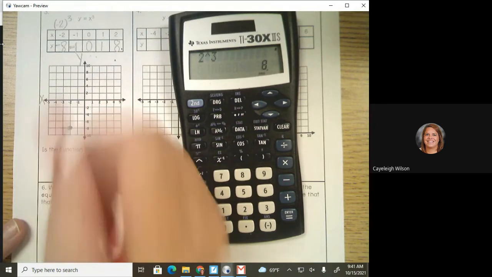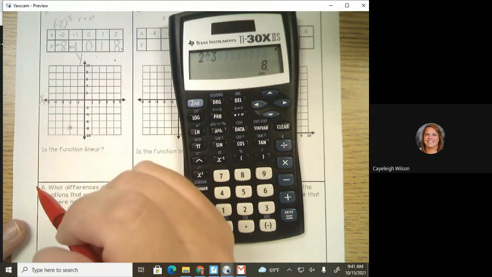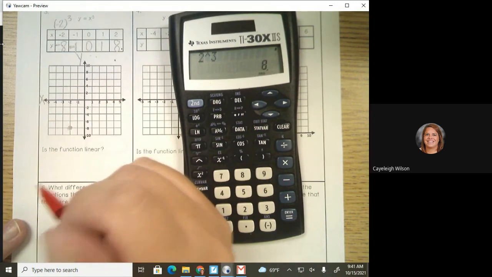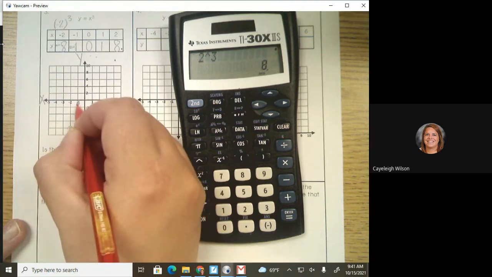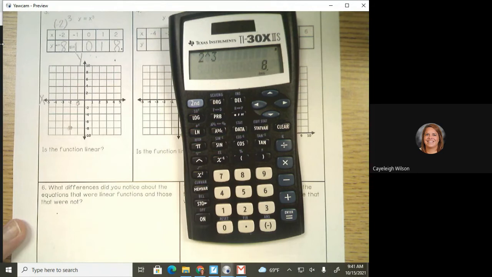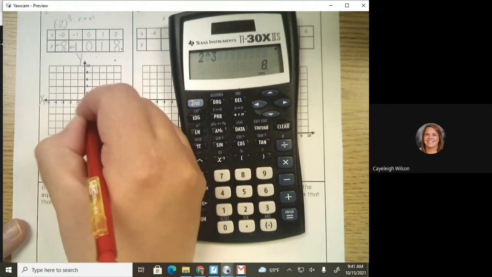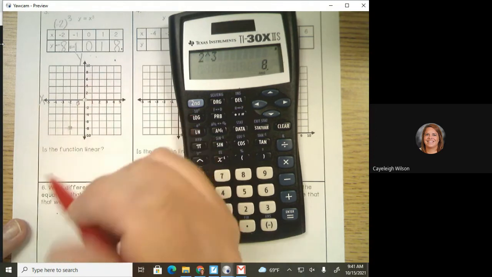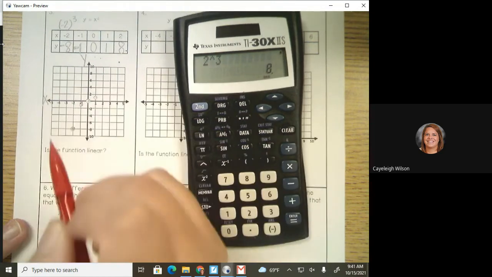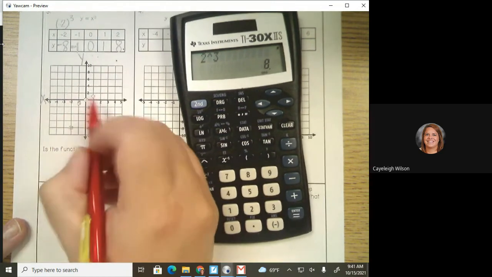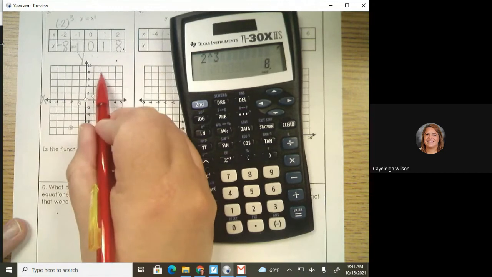-1, -1. Where am I going to go to -1 on my y-axis? In between 0 and -2. So halfway between. So like right there. And then 0, 0. 1, 1. But I only go halfway up because it's counting by 2s. And then 2, 8.